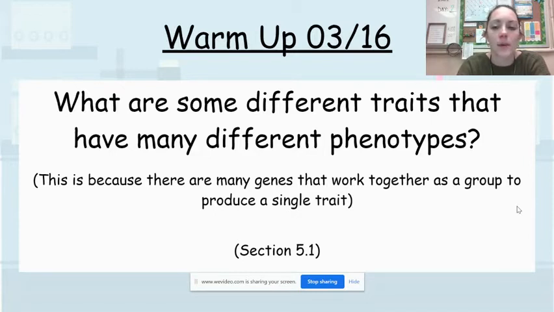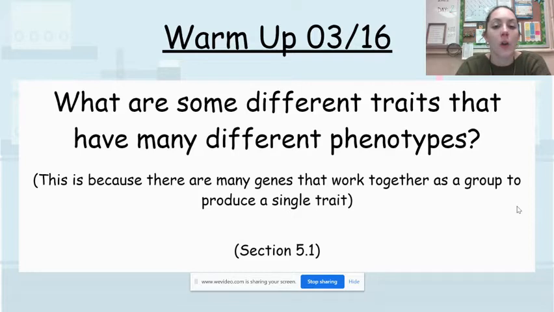We're going to go over our warm up, then I'll walk you through what we're doing today. So, today's warm up is what are some different traits that have many different phenotypes or many different visual characteristics. Okay, so this is because many genes are working together to produce that single trait. So if you look back in section 5.1, and you look for the heading that says like many different genes, that should give you some examples.